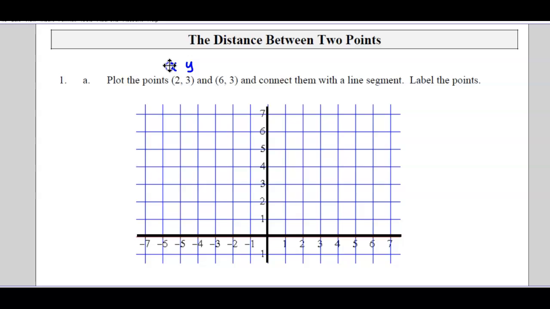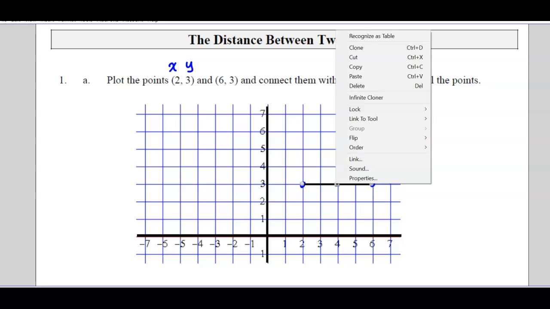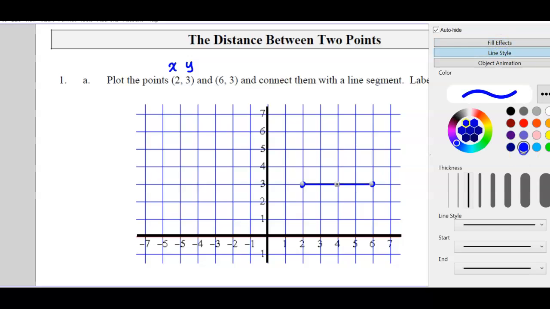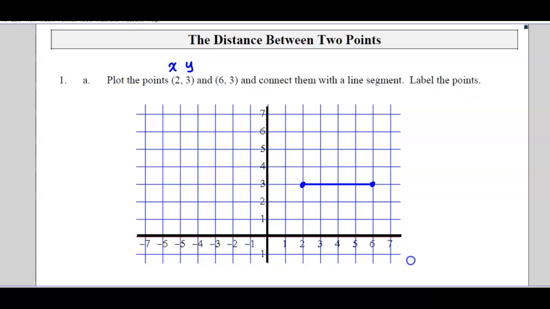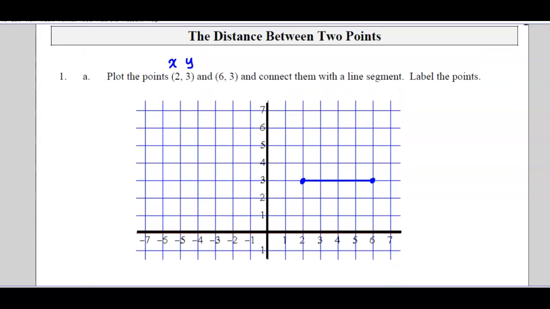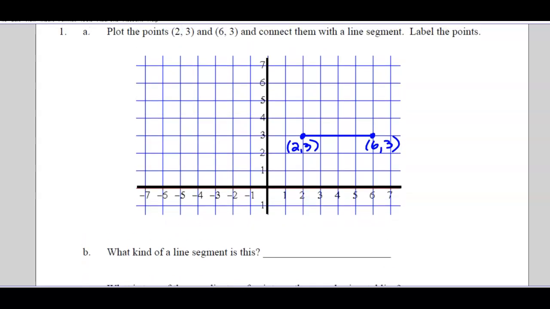Plot them, join them up. Okay, so notice that they form a horizontal line. Oh, label the points, sorry. So that's (2, 3) and (6, 3). So it says, what kind of line segment is this? It's a horizontal line segment.